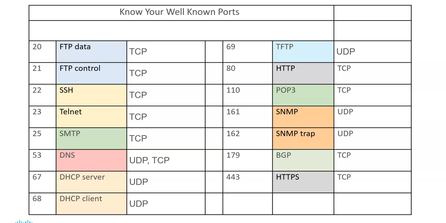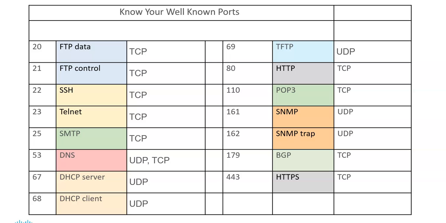So looking here, we have these well-known ports, 20 and 21, File Transfer Protocol, both data and control. Those are both part of this application, and they use TCP for accuracy. You want your files to be accurate when they are transmitted.